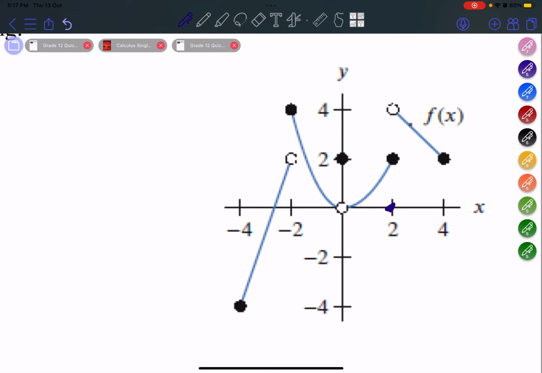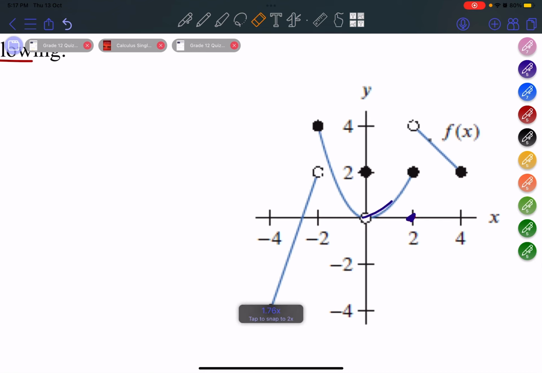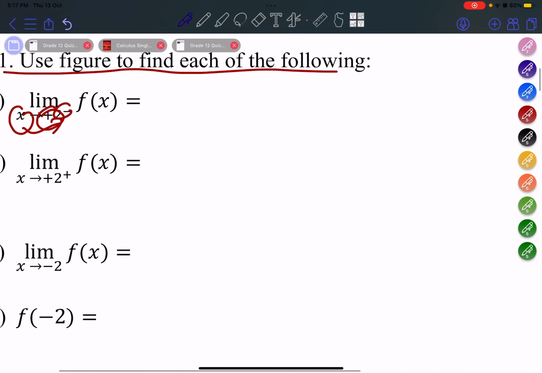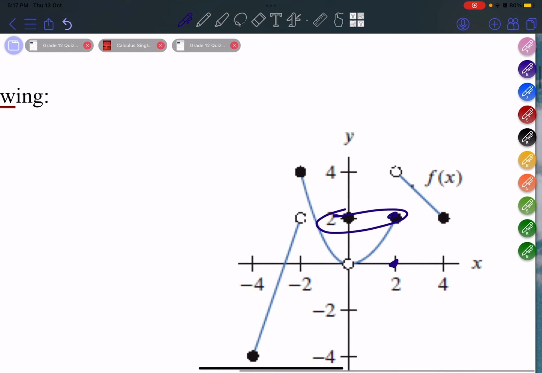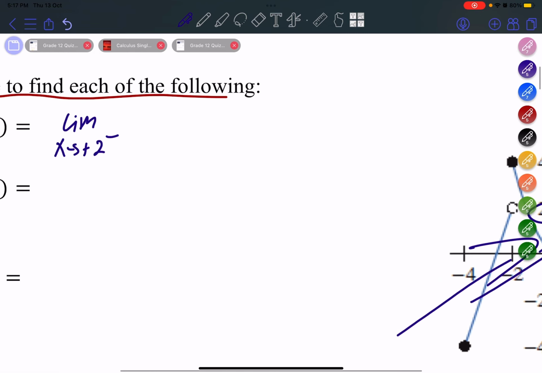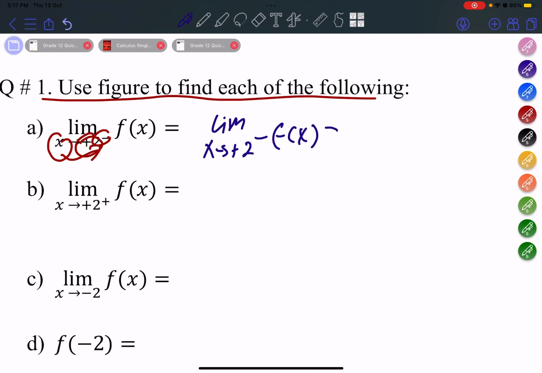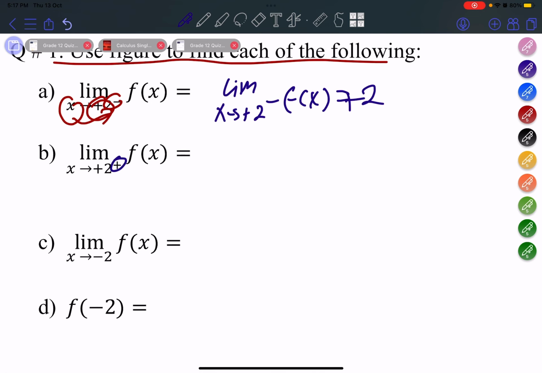So from the negative side, we see that this function right here, the semi-like parabola, is approaching 2 and it has a functional value of 2. So we will write that the limit as x tends to positive 2 from the negative side of f of x equals 2. Here the same thing, just from the positive side they want.